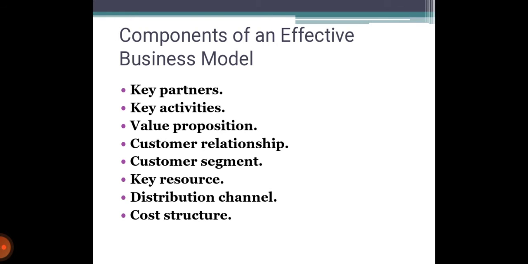Next we have cost structure. The cost structure is one of the building blocks of a business model. It represents how companies spend most of their resources to keep generating demand for their products and services. The cost structure together with revenue streams helps assess the operational scalability of an organization.